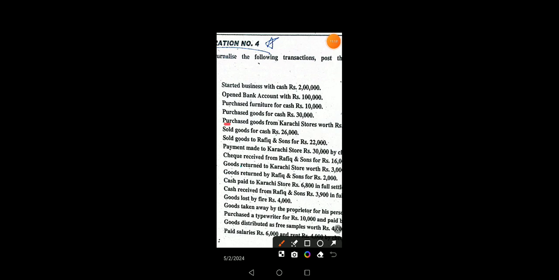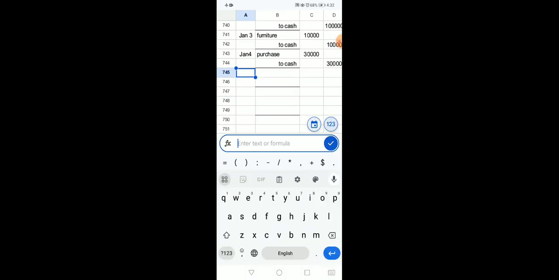So we are purchasing goods from Karachi on credit. As you are buying goods, it means goods are coming in. Goods are your current asset. Assets are increasing, and an increase in assets should be mentioned on the debit side. So you were supposed to write goods over here.